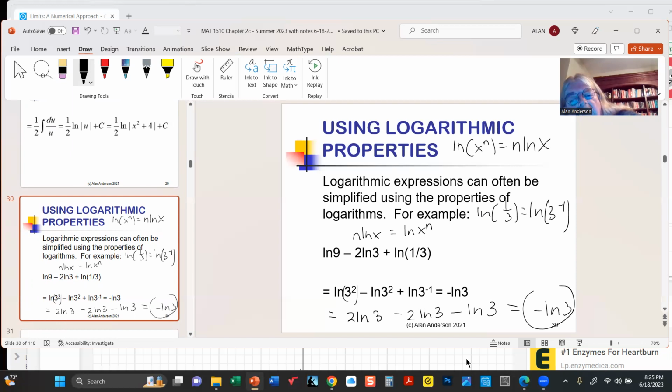Okay, so I rewrote it this way so that we could see how they combine with each other. Log 3 squared is 2 log 3. Negative log 3 squared is negative 2 log 3. And this third one, because the exponent is negative, is minus log 3. The first two cancel each other out, and we end up with minus log 3. Or if you want to, you can rewrite this as log 3 to the minus 1 or log 1/3. You'll still get the same answer.